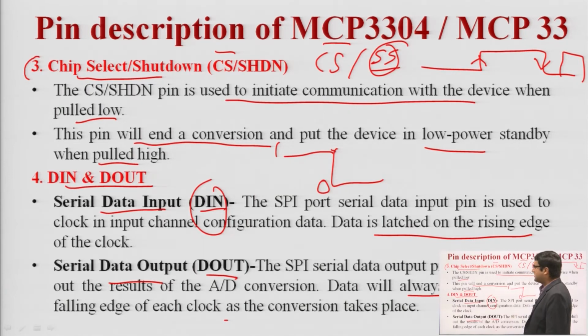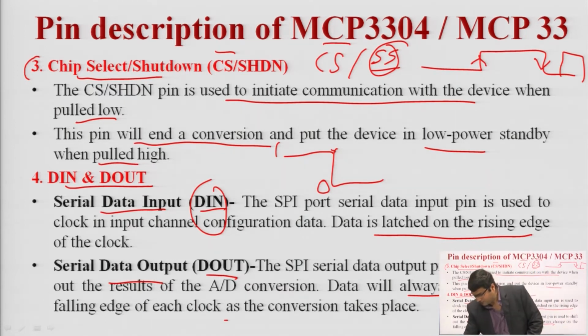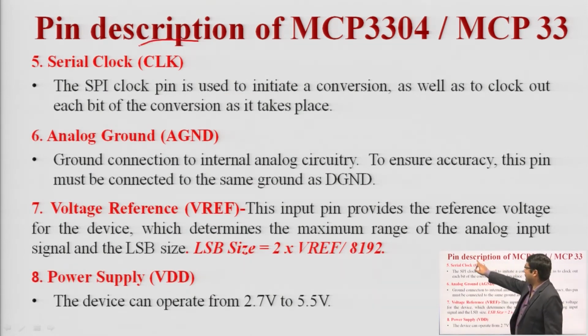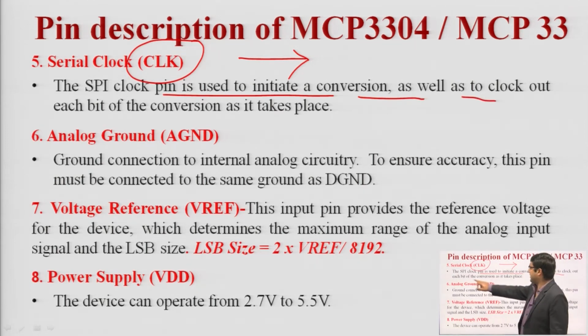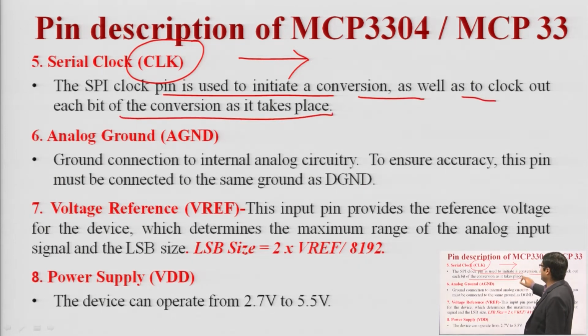Okay. So, we have seen in our previous lecture in SPI the role of DIN and DOUT. Now, we have a serial clock. We need serial clock pulses to trigger the MCP3304 chip. So, the SPI clock pin is used to initiate a conversion as well as to clock out each bit of the conversion as it takes place. So, we need clock pulses to execute the operation.